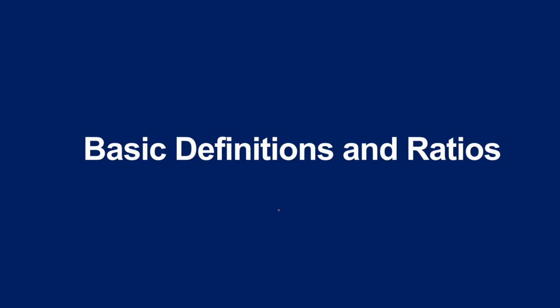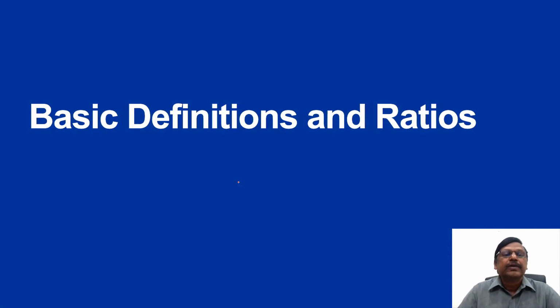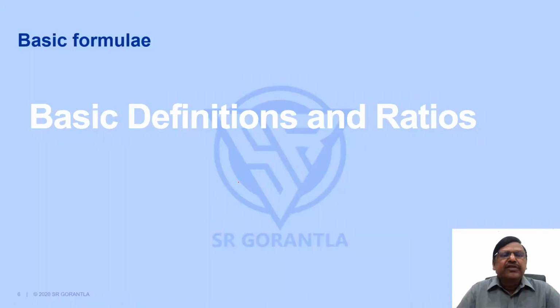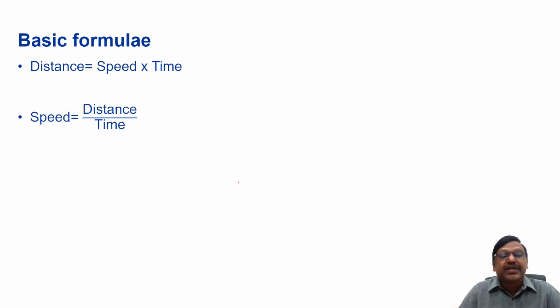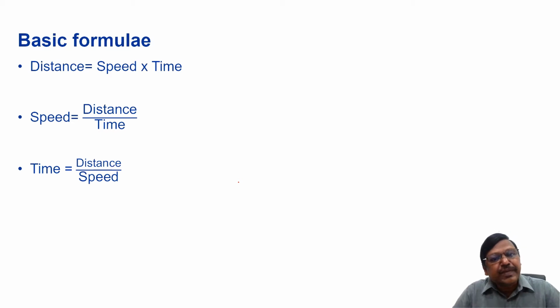Right. We'll start with the basic definitions and ratios. What is the basic definition of, or basic formulae for, distance? Distance equals, you all know, speed into time. Speed equals distance by time, or time equals distance by speed.